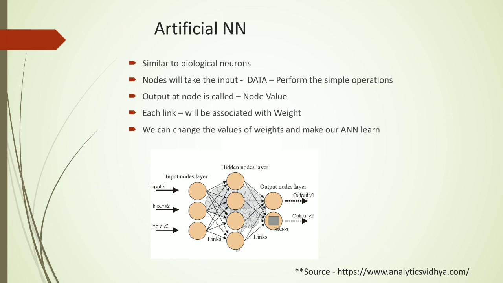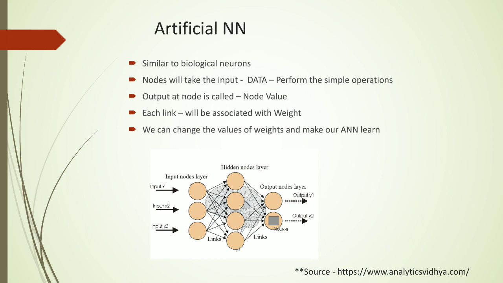Let's understand what is an artificial NN, that is artificial neural networks. It is much similar to the biological neurons. Nodes will take the input, that is the data. For us, the input is always the data. Then it will perform simple operations. The output at the node is called the node value. Each link will be associated with a particular weight. We can change the value of the weight and make our ANN learn.